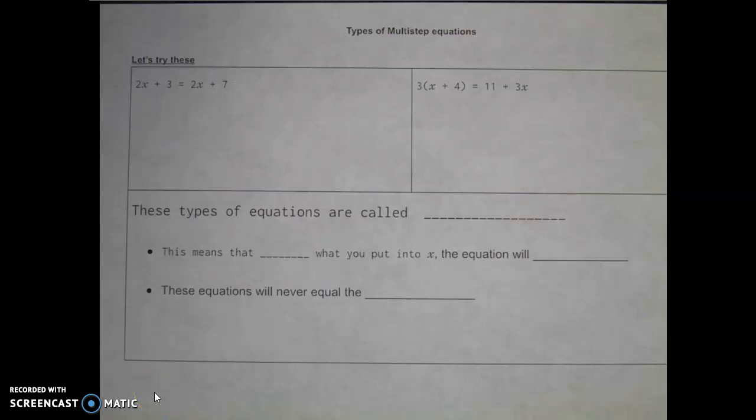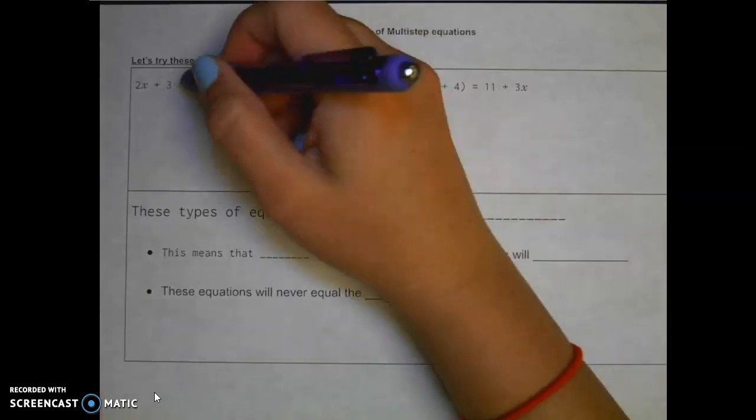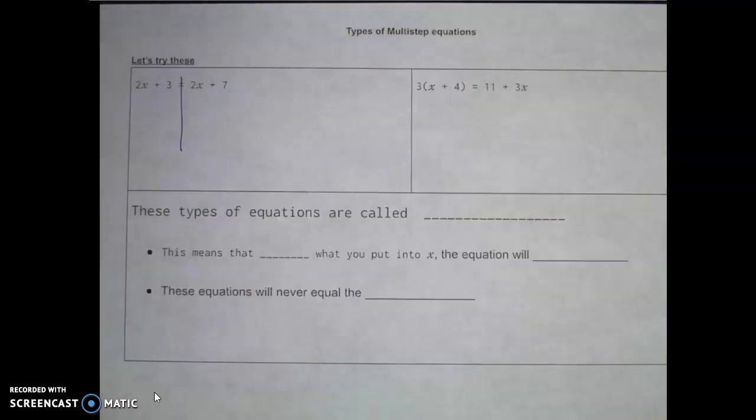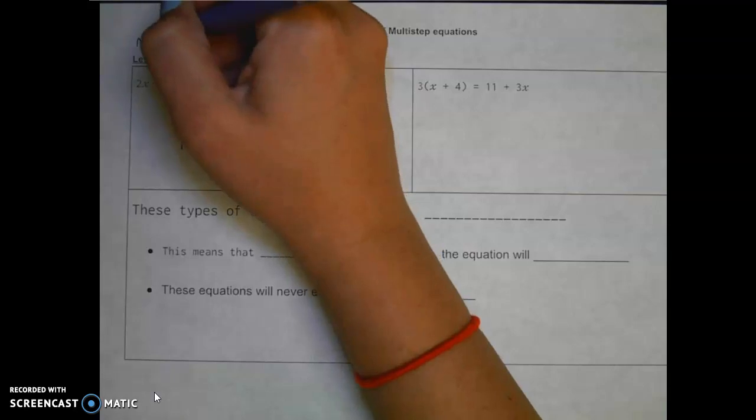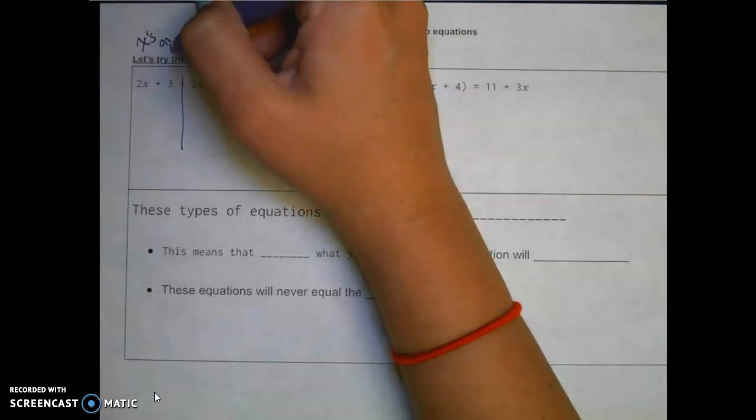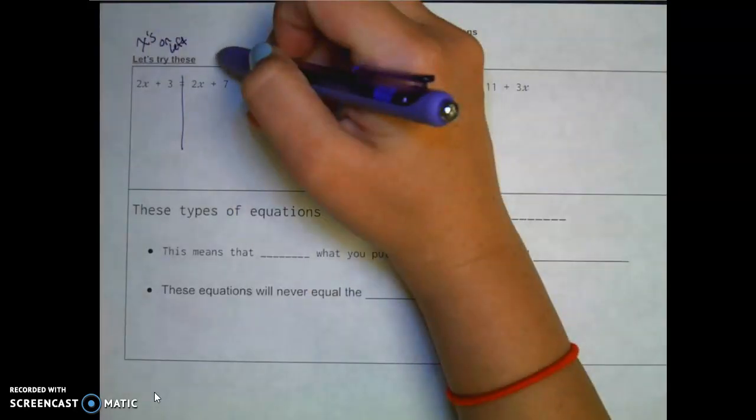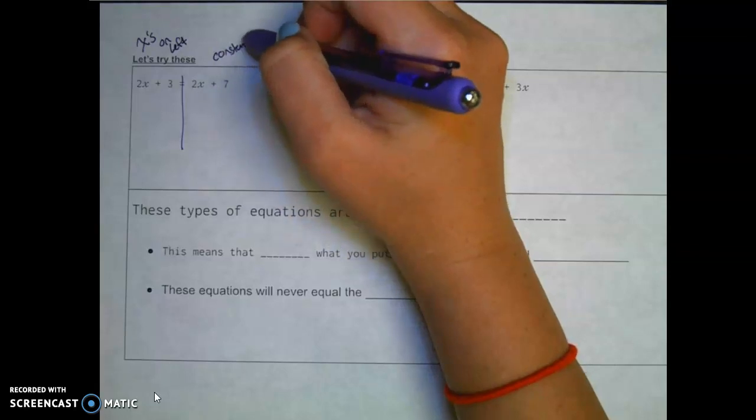Today is going to cover your types of multi-step equations. There are three types that you're going to learn today in today's video. So the first thing you need to do is draw a line straight down from the equal sign. Now remember, we want all of our x's on the left and all of our constants on the right.